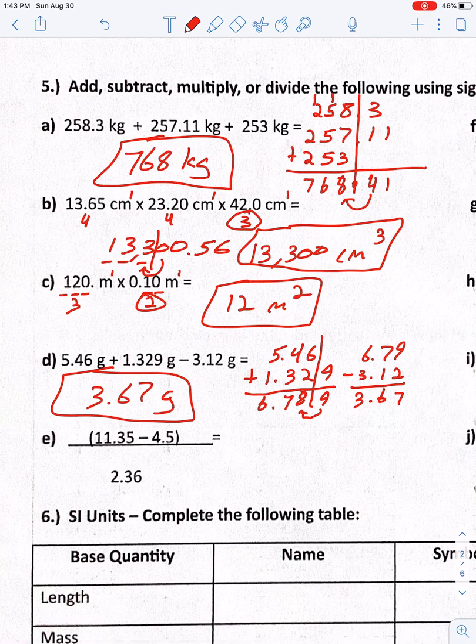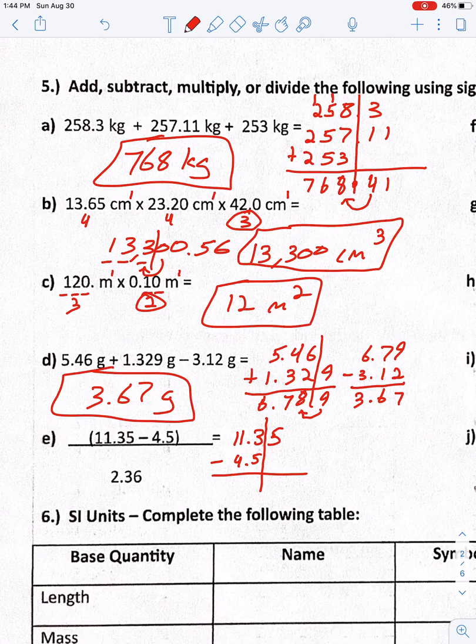Okay, letter E. So remember PEMDAS, so parentheses. Okay, so anything in parentheses is going to be done first. So I've got subtraction, so I'm going to do my subtraction first. So 11.35 minus 4.5. Okay, so I'm going to draw my line right here because 4.5 only goes to the tenths place, so that's as far as I can go.